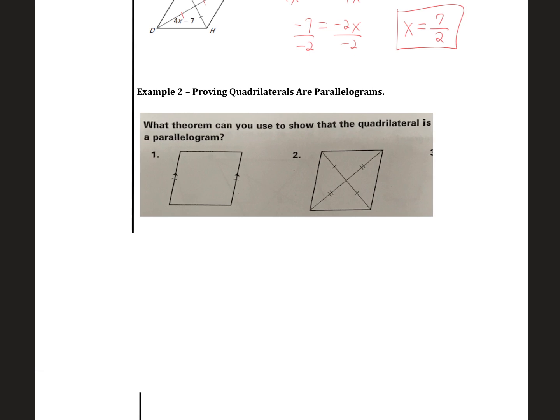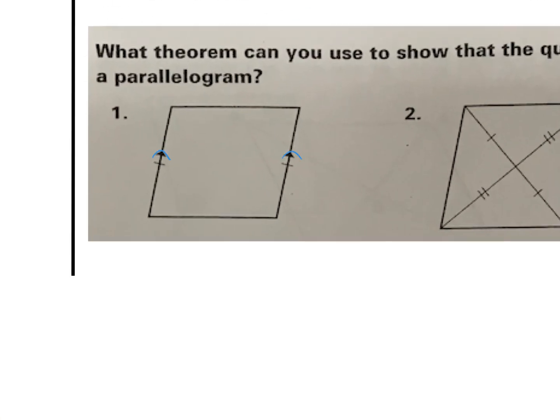Cool. Example 2. I don't really like this example that much, but it is what it is. It says, what theorem can you use to show the quadrilateral is a parallelogram? Don't say what theorem it is, just say what is shown in the diagram that would show that this is a parallelogram. In the first one, we have these little arrows and these are congruent, so we can say one pair of opposite sides are parallel and congruent, and that would show that it's a parallelogram.